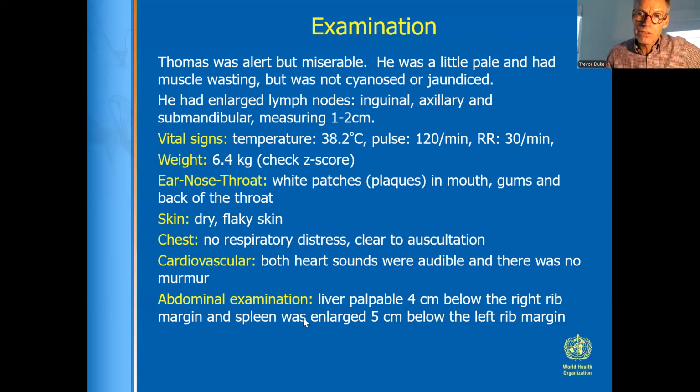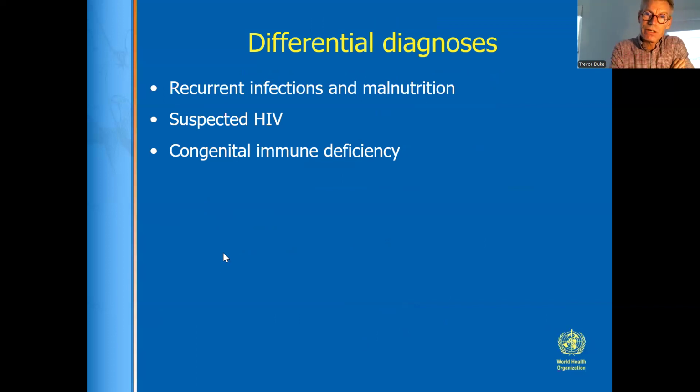In terms of his abdominal examination, he had liver palpable 4 centimeters below the right costal margin, and his spleen was enlarged 5 centimeters. So he's got lymphadenopathy, hepatosplenomegaly, and what looks like white plaques all throughout his mouth, what looks like oral thrush. So he's got a number of features of being unwell. So the differential diagnosis: clearly he's had recurrent infections. He's had 2 episodes of diarrhea and 2 episodes of pneumonia or respiratory infection. He's undernourished. He's got moderate malnutrition, and he's got lymphadenopathy and hepatosplenomegaly.